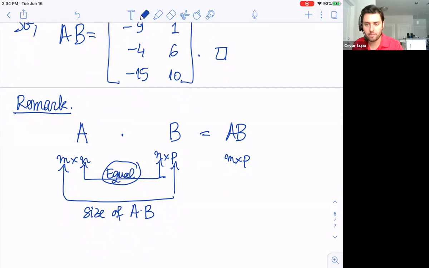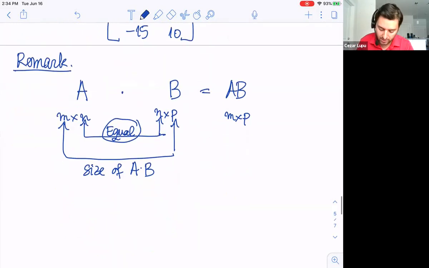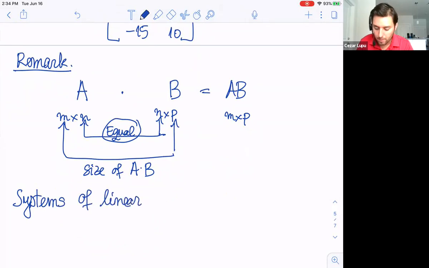Now, I want to go back a bit to systems of linear equations. So let's go back to systems of linear equations. Yes, exactly. Yes, Cesar, it's correct. That is correct. Yep. That's the only way you can multiply 2 matrices. So, systems of linear equations.